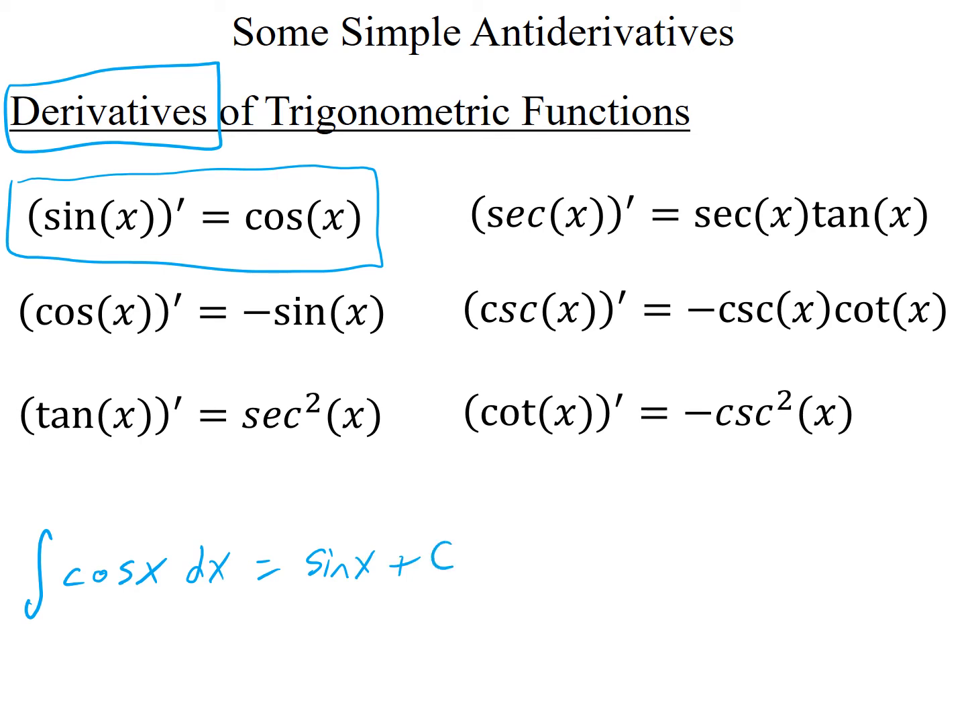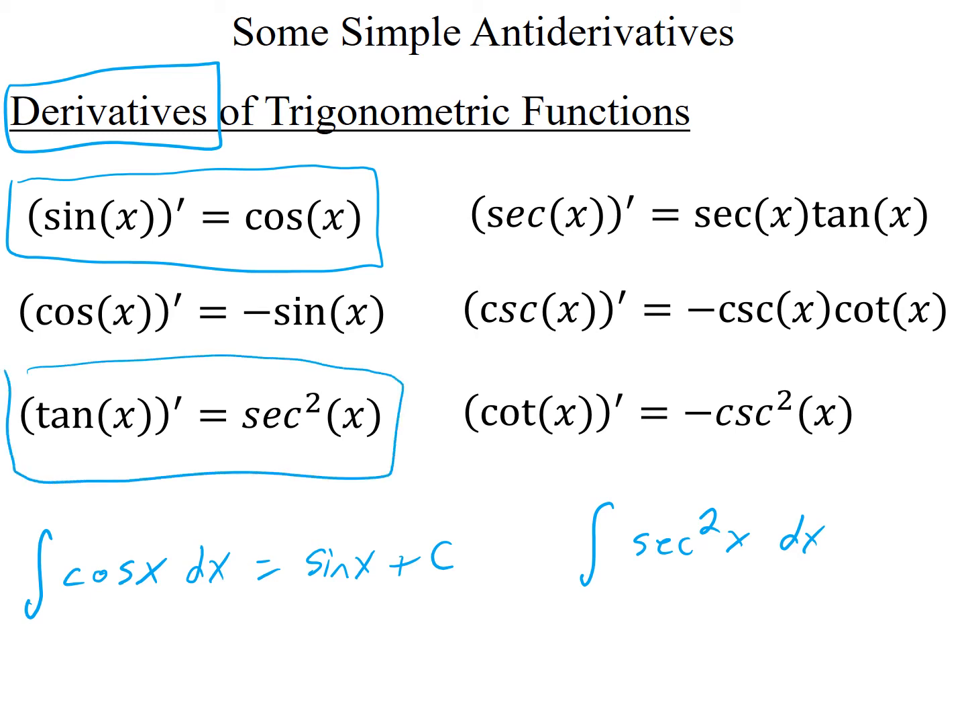Okay, another one, if I said, what's the antiderivative of secant squared? Well, you see from this rule, if you had it memorized, the derivative of tangent is secant squared. So therefore, the antiderivative of secant squared is tangent. And of course, don't forget the plus c.